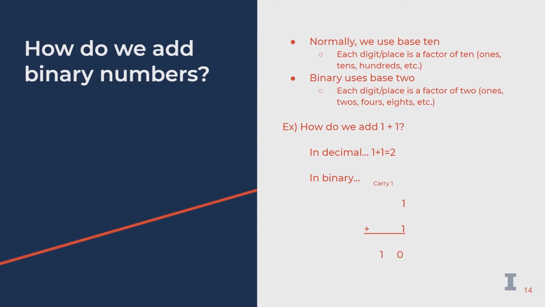We have 10 digits from 0 to 9, and then each digit or placeholder is gonna be a factor of 10. So right, we have our ones place, our tens place, our hundreds place. Those are all factors of 10.